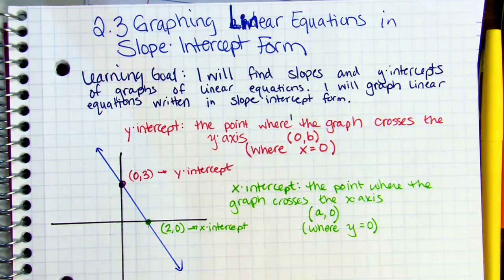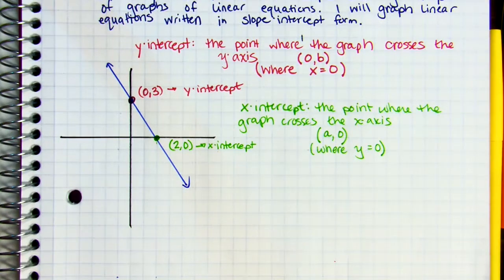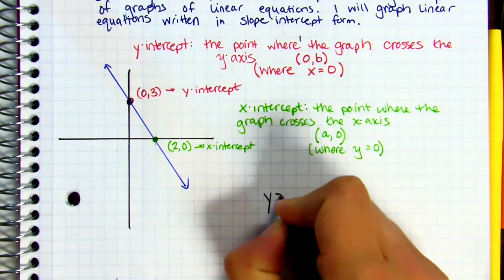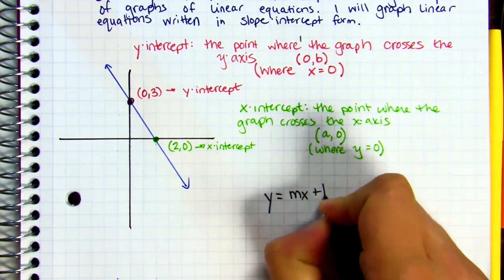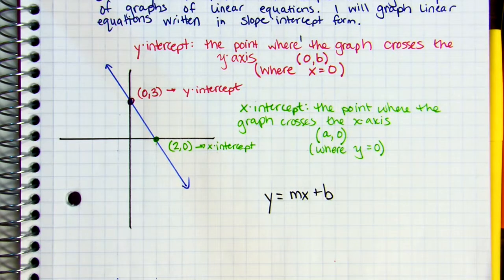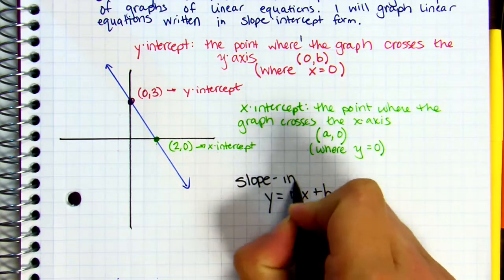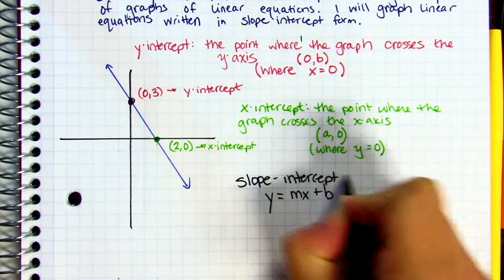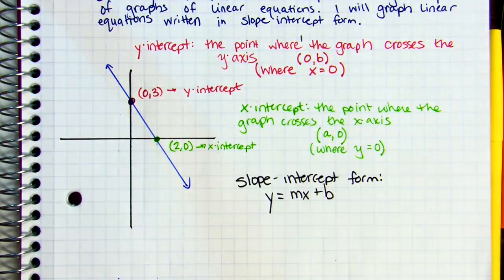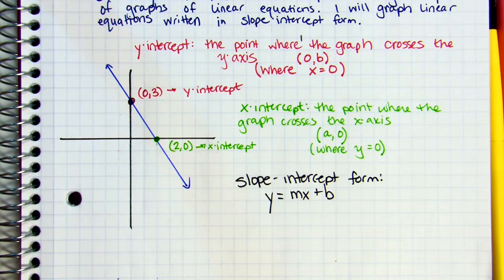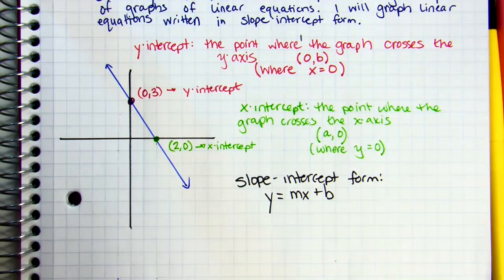Turns out we actually have a faster way to do that too. Because when we have slope-intercept form, you'll remember this from last year, y equals mx plus b. This is slope-intercept form. We love slope-intercept form, despite what you may be thinking right now, because it tells us two super important pieces of information.